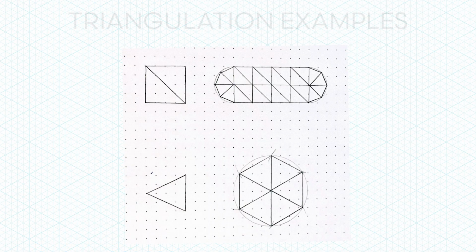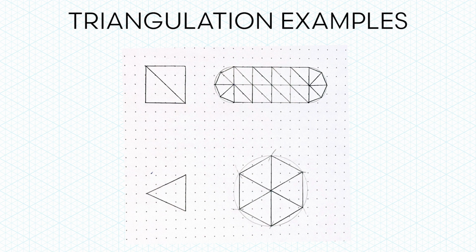Let's look at how we can use triangles to compose more complicated shapes. For example, a square is two triangles.